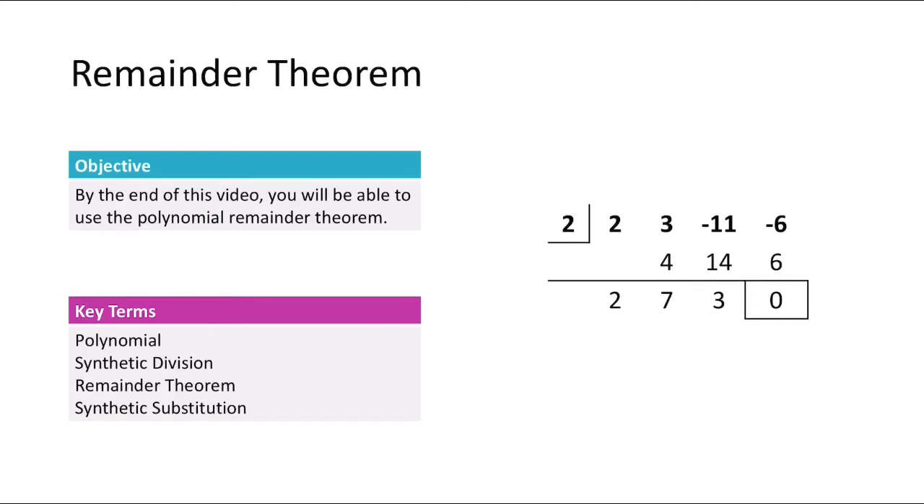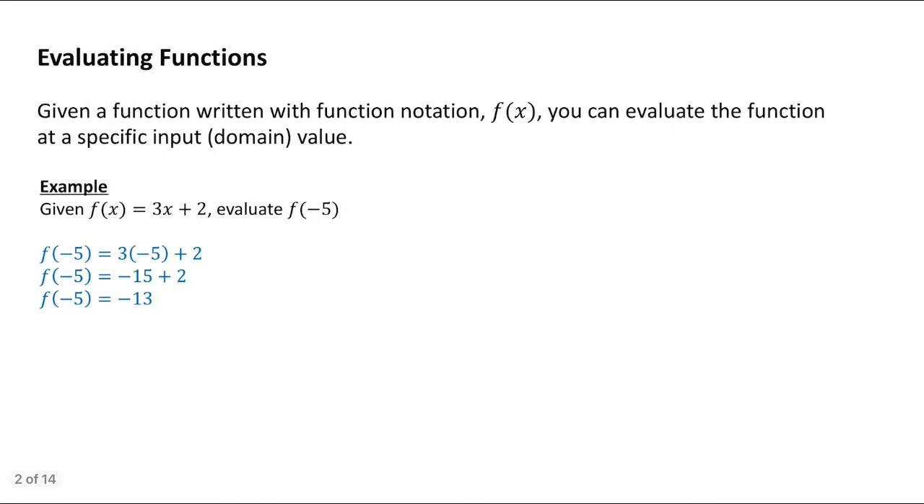So in this video, we're going to talk about how to use the polynomial remainder theorem. Remember we talked about how to evaluate functions that are in function notation. So for example, if we have f of x equals 3x plus 2, we can evaluate f of negative 5 by just taking that negative 5 and plugging it into this function everywhere we see x.